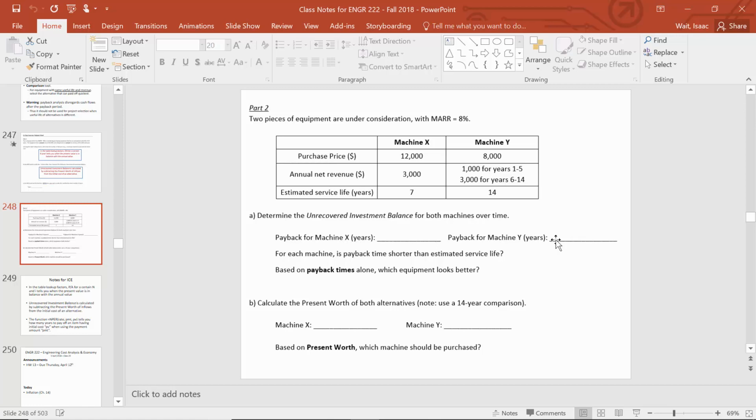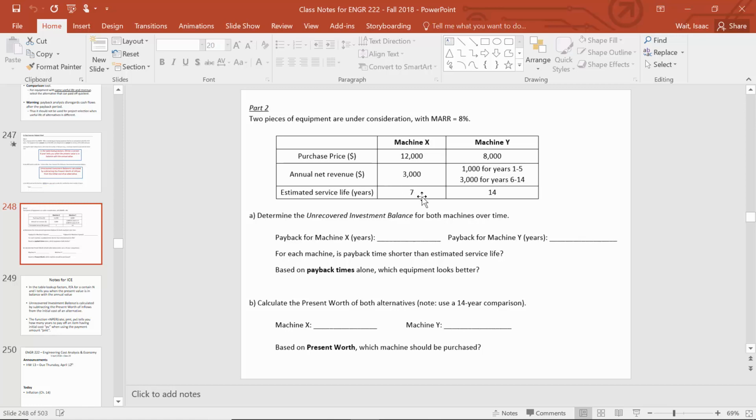Now, are they acceptable on the basis of initial screening? That's how we're supposed to use this unrecovered investment balance. And so what's the criteria? What's that? Payback for the end of the service life. Exactly right. So we should be able to pay it off before the equipment is retired.